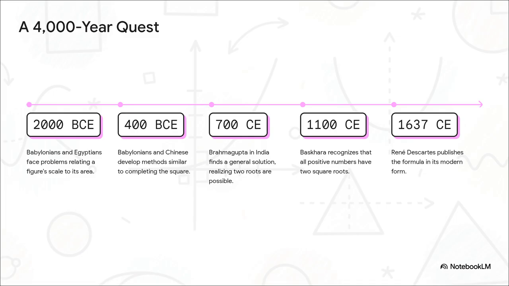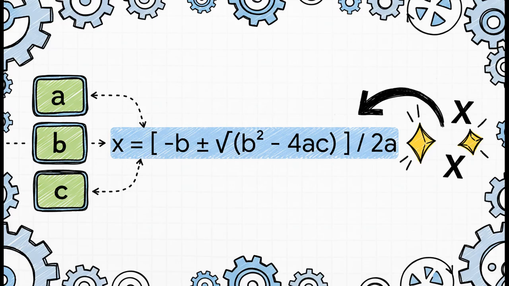This was a team effort that spanned the entire globe and millennia. And here it is, the quadratic formula. I know, it looks like a monster, but trust me, it's just a recipe. That's all it is. You take your a, your b, and your c from that standard form we talked about, you plug them into their designated spots in this recipe, you do the arithmetic, and it spits out the answer for x. Every single time.